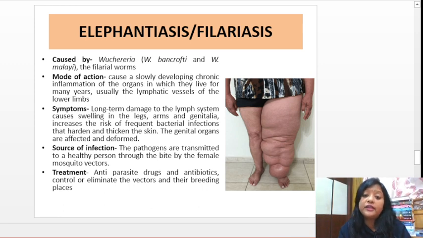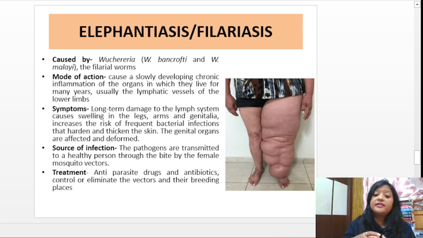So this causes elephantiasis. When these worms enter the body, what do they do? Slowly, they will lead to chronic inflammation in those organs in which the worms are residing. These worms will stay in your body for a long, long time, and slowly it will lead to inflammation of the organs, usually the lymphatic vessels of the lower limbs. You can say the leg portion.